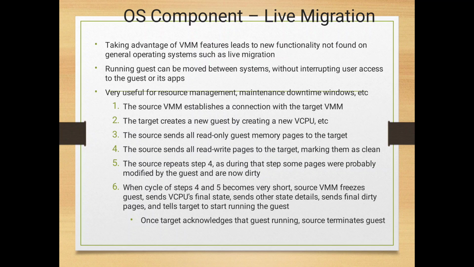When the cycles of steps 4 and 5 become very short, the source virtual machine freezes the guest and sends the virtual CPU's final state, other state details, and the final dirty pages, and tells the target to start running the guest. This type of migration process is done with an acknowledgement, and the source terminates on the acknowledgement.